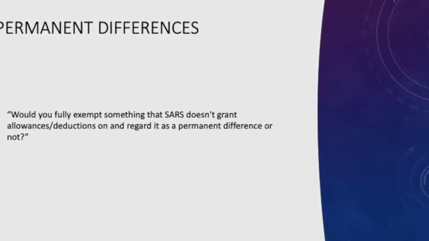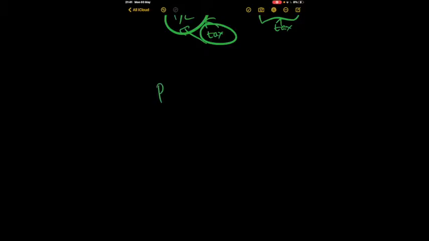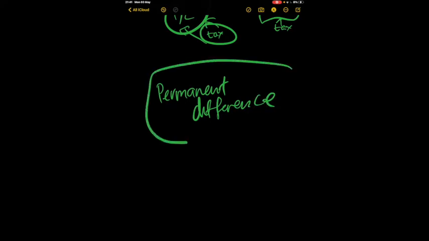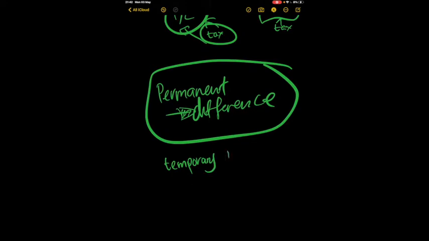The question is, would we regard that as a permanent difference or not? Now, when thinking about this concept called a permanent difference, I always want to think about permanent in relation to what? When else have we heard a term involving this word, difference? When we were doing deferred tax. Well, where we heard it was when we spoke about temporary differences.